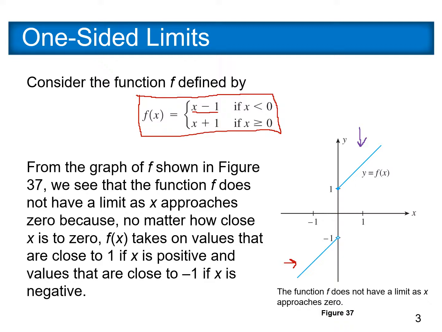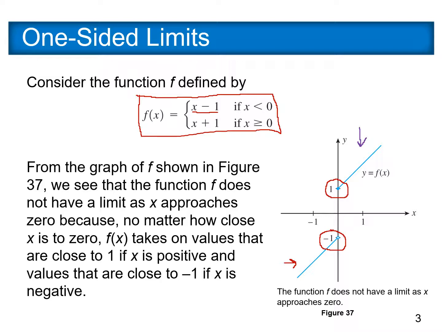First of all, we see that this function does not have a limit at the point where x is equal to 0. And why is that? Because if we approach the function from the left, from a negative number, I would get a value of -1. My limit would be -1. But if I approach the function from the right side, then my limit would be 1. So because the limit from both sides is different, we say that there is no limit for the function.